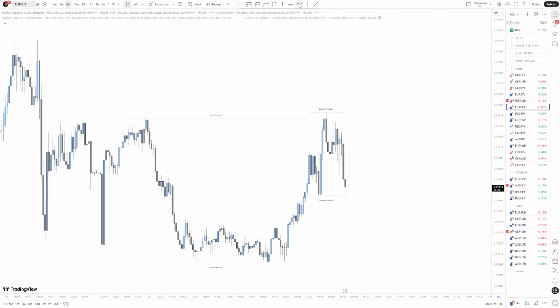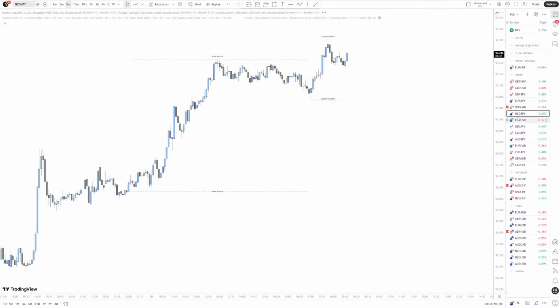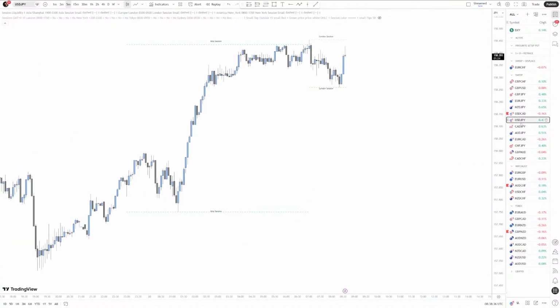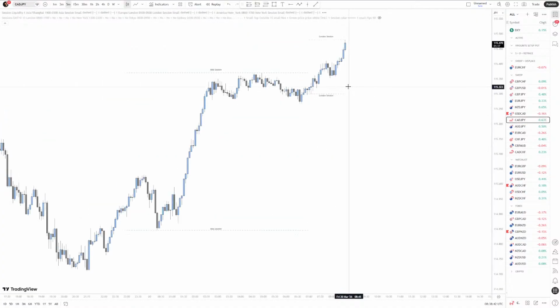This counts as displacement right here. So we can put sweep in displace for that one. NZD JPY, we'll just put in sweep. Euro USD, we'll put in a watch list. It's close to Asia highs. USD JPY, we technically have swept the Asia high, but I'm not convinced. We'll just put that in watch list for now, since it technically has swept it.